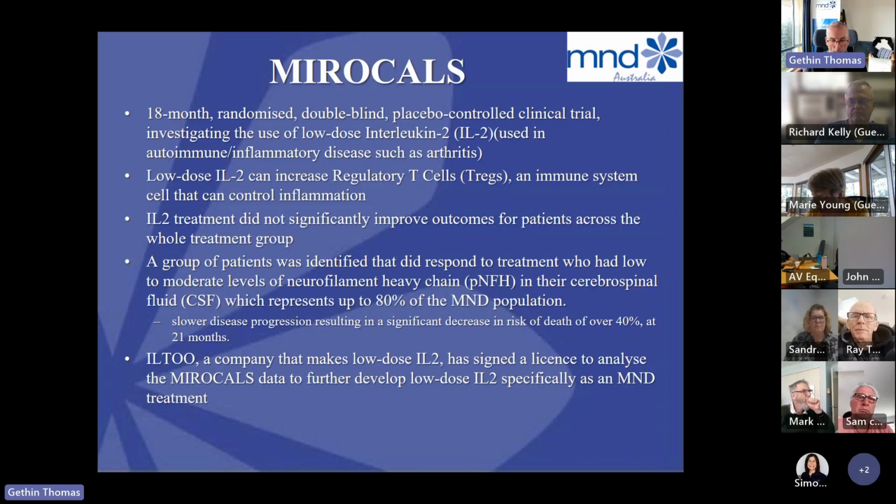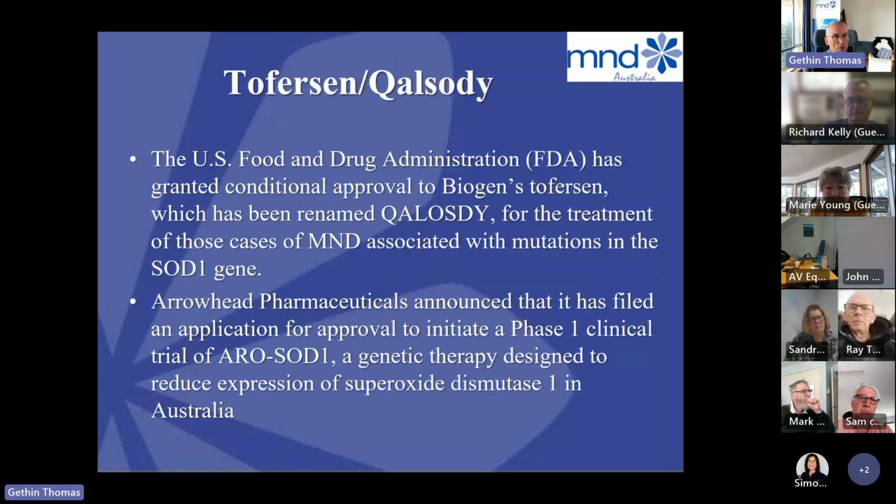Right, you may well have heard about tofersen being approved as well. Tofersen is a drug that specifically targets people carrying the SOD1 mutation. It has recently been approved by the US Food and Drug Administration, the FDA. They've now called it Qalsody, not tofersen. For whatever reason, drug companies like to give their drugs clever names, and this is now going to be available in the US. It has not come to Australia yet, but anyone carrying the SOD1 mutation in Australia is eligible to get the drug for free from Biogen anyway.